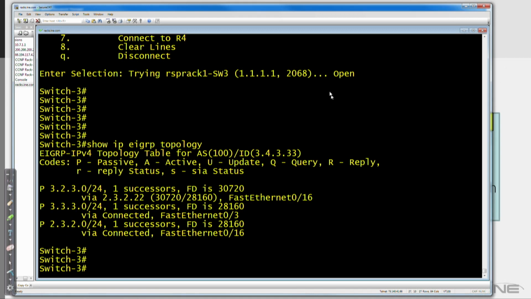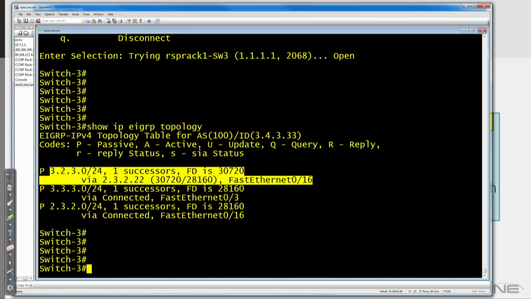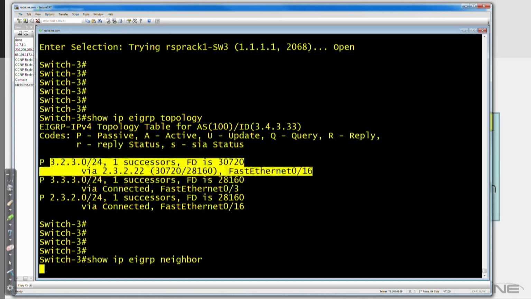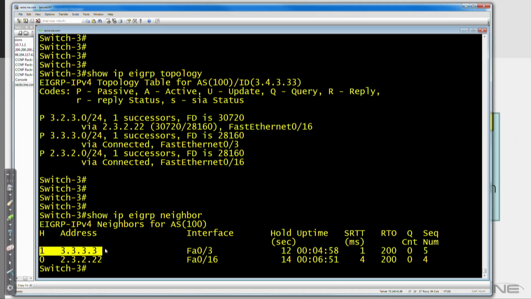Now look at this. 1 successor. Well, what happened to router 3? I mean, he still has that neighbor, right? How do you check to see if I still have that router as a neighbor? Here's another command you want to know. Show IP EIGRP neighbor. And sure enough, here is router 3, and here is switch 2. If he wasn't the neighbor, he would not show up in this output. So where's the route from switch 2?